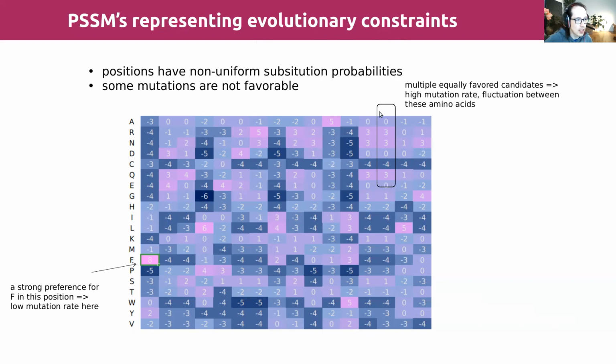In contrast to that, in rows like this one, we have a smaller evolutionary preference for one particular amino acid in this column. Instead, we've got 3 here that have the same order of magnitude score. And this means we're more likely to get fluctuation, for example, between these 3 most likely candidates here.